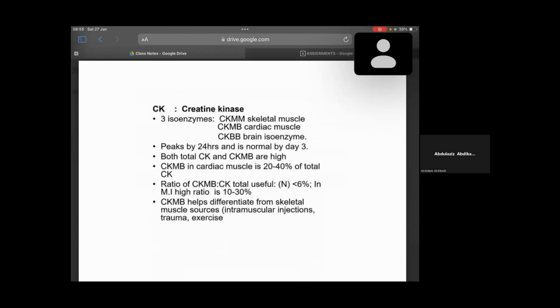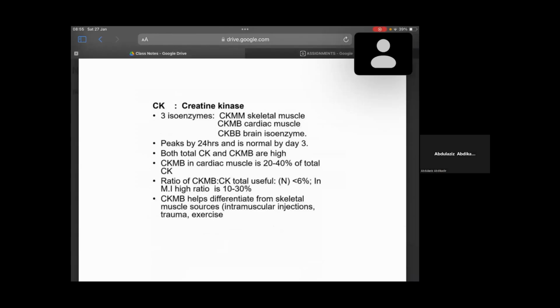So I told you the CKMM is skeletal muscle, MB is cardiac, and BB is brain. It peaks by 24 hours and is normal by day 3. CK and myoglobin, they rise quickly and they fall very quickly. So these are important. You remember the utilization I showed you. It is a risk factor. It is used for diagnosis, prognosis, and the HF. This CK and myoglobin and the troponins have very short times to peak, and they take 3 hours, troponins take 2 hours.